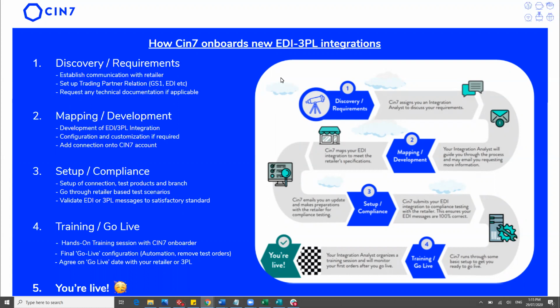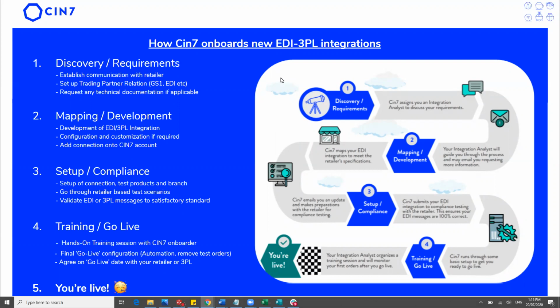In this stage, we'll also be going through and doing some configuration, code changes, and customization if it is required by the specifications. And we'll also be adding this connection onto your Cin7 account, so you'll be able to see it in the integrations tab on the left-hand side of your screen. Once all of this is completely set up, we can actually move forward into the setup and the compliance stage.